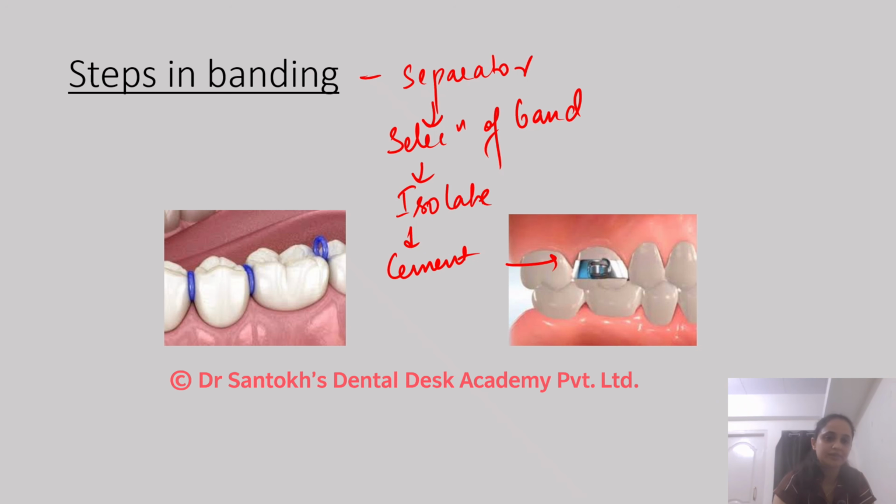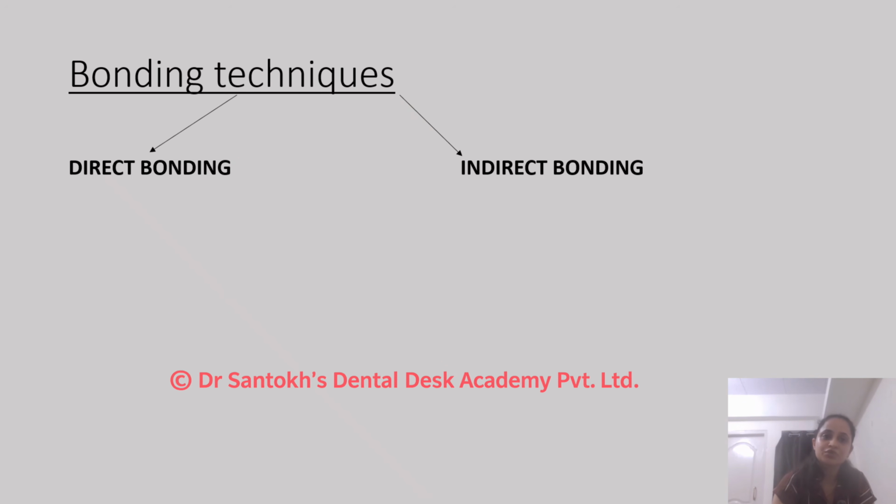Next, coming to your bonding. Bonding can be divided into direct bonding or indirect bonding. Direct bonding means you are directly bonding the attachment to the patient's dentition. In indirect bonding, you are attaching the brackets onto the cast, and then these brackets are indirectly transferred onto the patient's mouth. So these are the different types of bonding techniques.